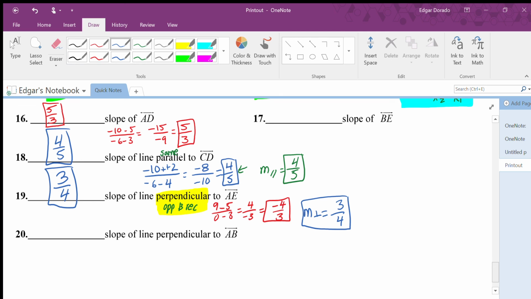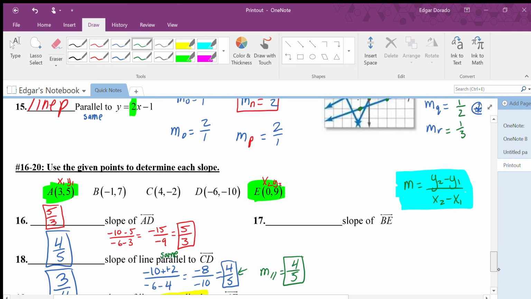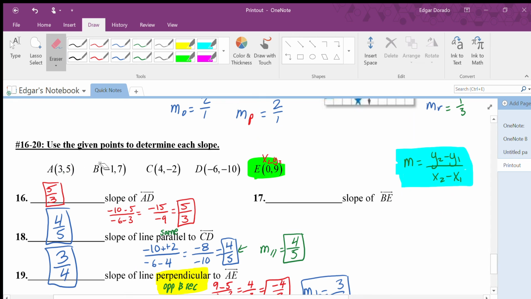All right, guys, let's go ahead and take a look at number 20 to finish up today's video. This one says, find the slope of a line perpendicular to AB. So once again, perpendicular means opposite and reciprocal. So we are not quite done once we find the slope of AB. We still have to find its opposite and reciprocal. So let's erase this. We're concentrating on A and B. So x1, y1, x2, y2.